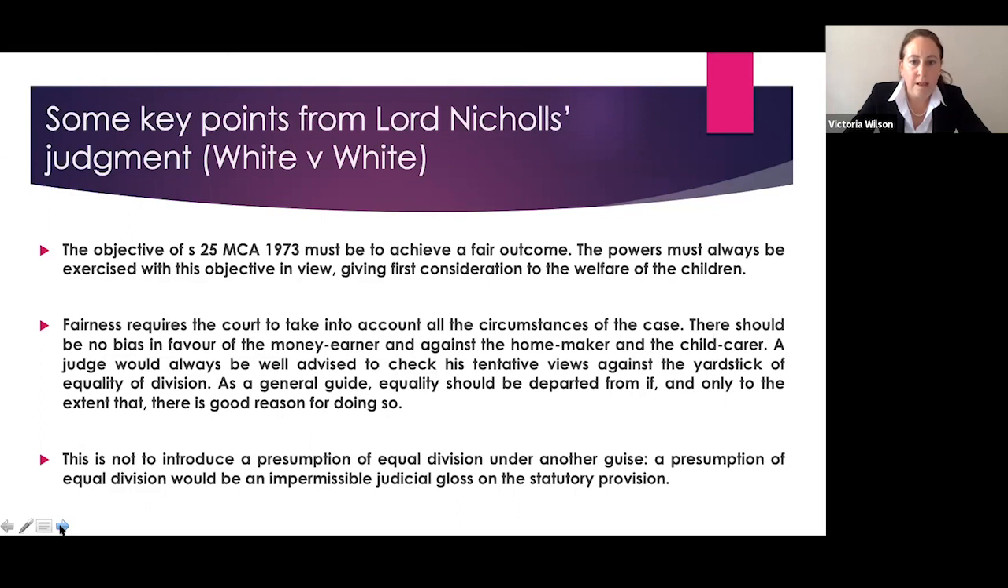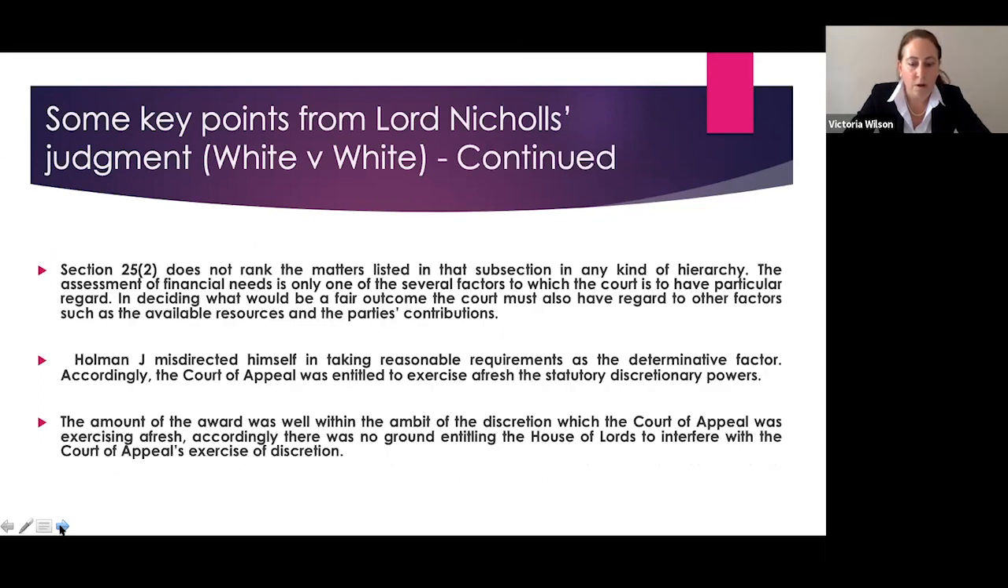But what I must make clear to you is that that does not mean there's a presumption of equal division. Lord Nichols particularly addressed that in his judgment, and he spelt out that a presumption would be an impermissible judicial gloss, he called it, on the statutory provision. And so please bear in mind that we're not talking about presumption of equality. Yardstick of equality is the phrase to remember.